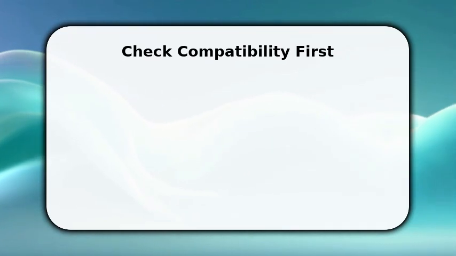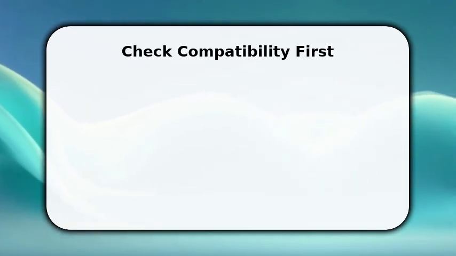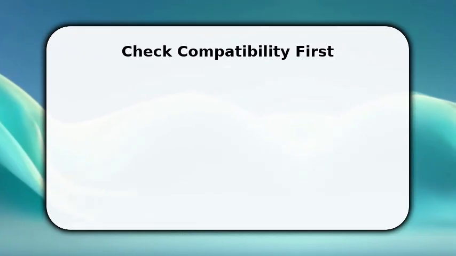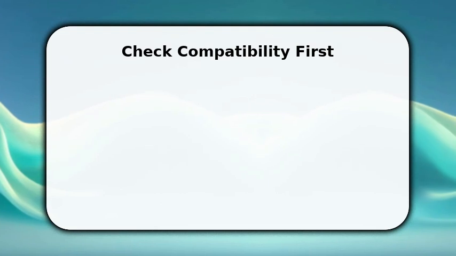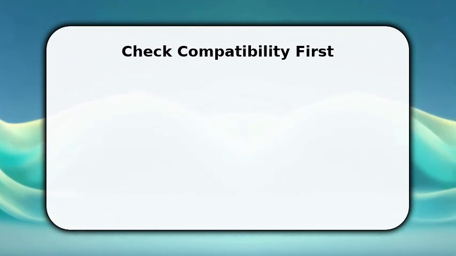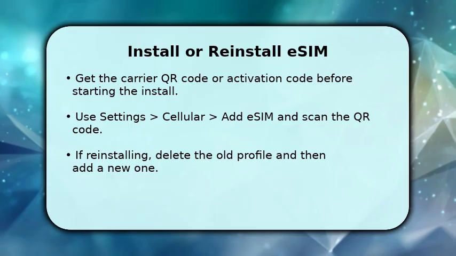Make sure your phone is charged above 50% and connected to Wi-Fi for downloads. Back up your current physical SIM data or contacts to cloud storage before altering settings. Note if your plan uses 4G, LTE, or 5G for proper provisioning and profile activation. Get the carrier QR code or activation code before starting the install.